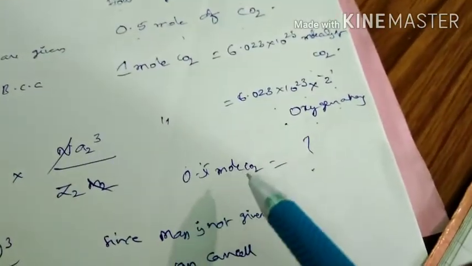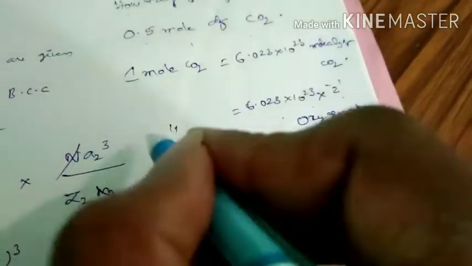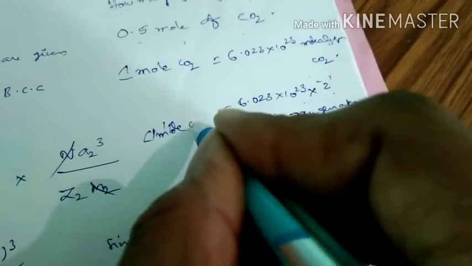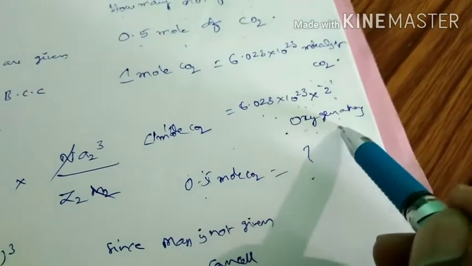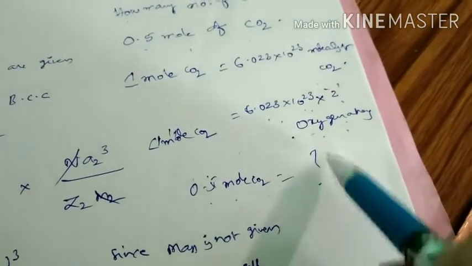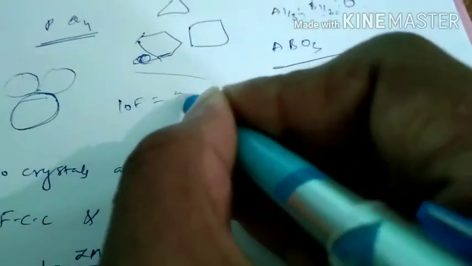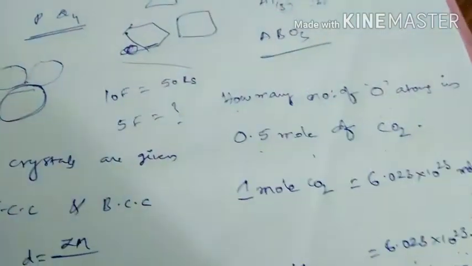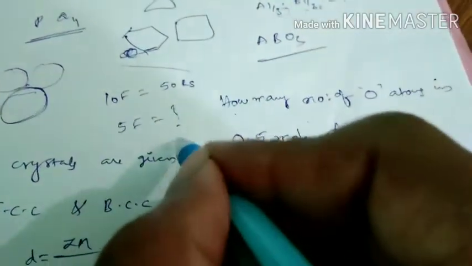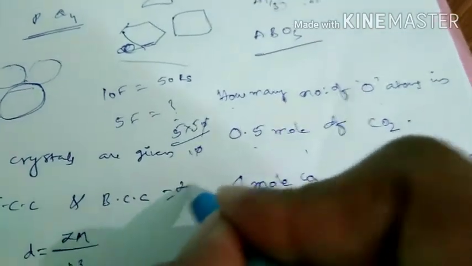Then what we have to do? Cross multiplication. That means 1 mole of CO2 contains 6.023 into 10 to the power of 23 into 2 oxygen atoms. Then 0.5 mole of CO2 contains how much? Then cross multiplication. For example, 10 fruits, 50 rupees. 5 fruits, how much? Cross multiplication: 5 into 50 by 10. How much? 25.